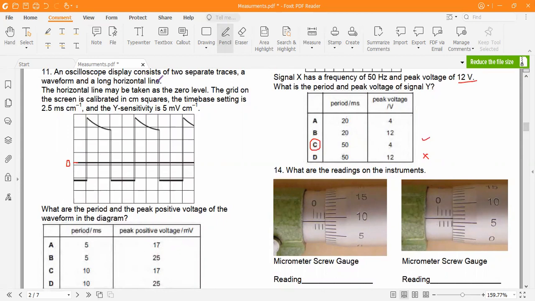Now they're saying the grid on the screen is calibrated in centimeter squares. The time base setting is 2.5 milliseconds per centimeter. The time base is always the x-axis. This means that this 1 centimeter block represents 2.5 milliseconds. And then the y sensitivity, this means the y-axis. Each block like this represents 5 millivolts.